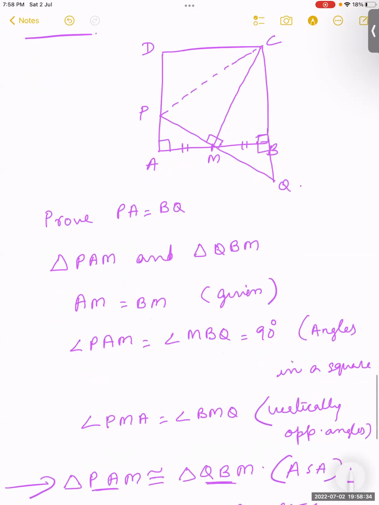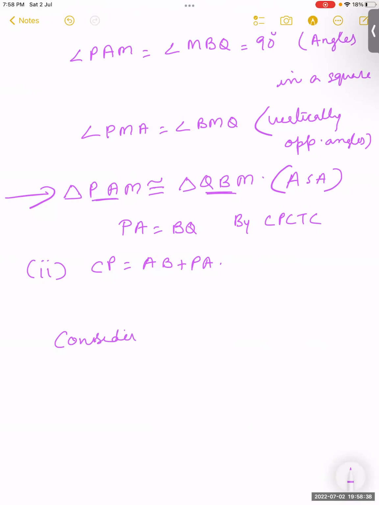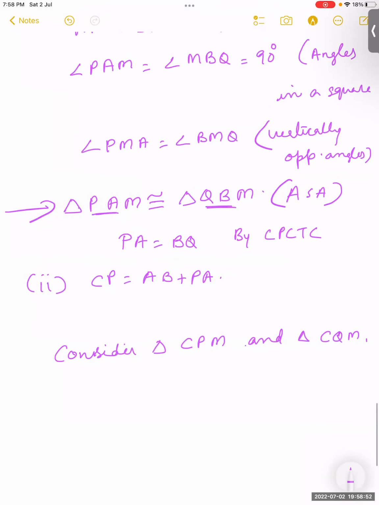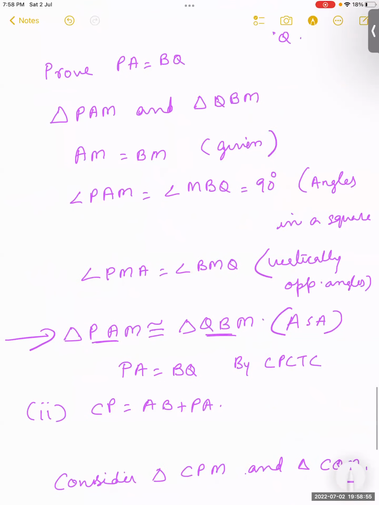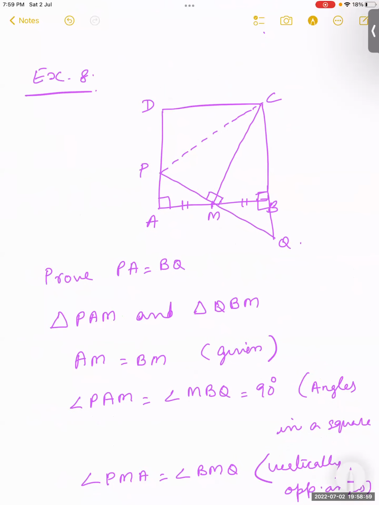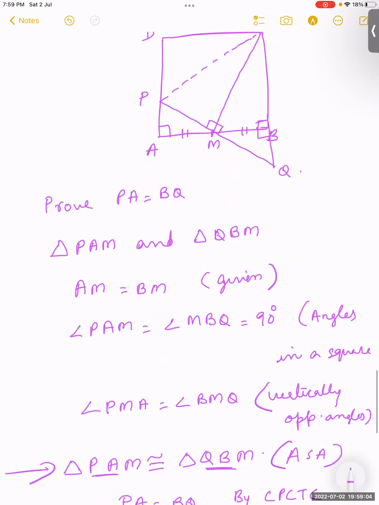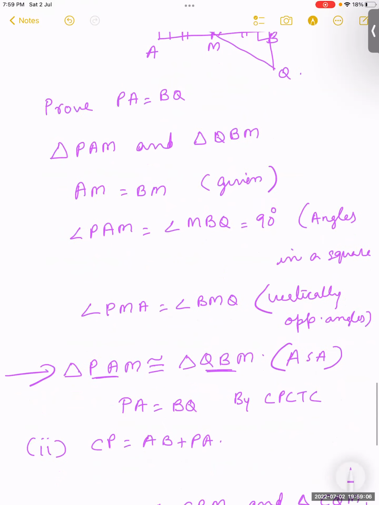So what will you write? Consider triangle. You can copy from the textbook. It's not there in the textbook like that, but you can write consider triangle CPM and triangle CQM. In that, you are trying to establish the congruency. So we can say that PM is equal to MQ. Can you say that? PM is equal to MQ.